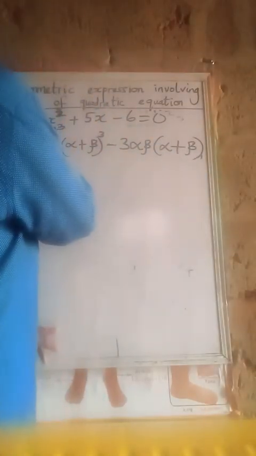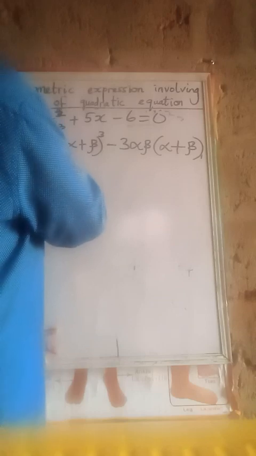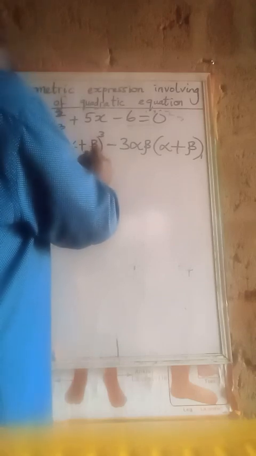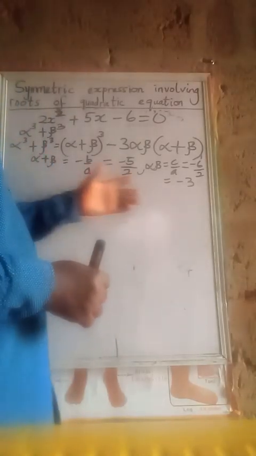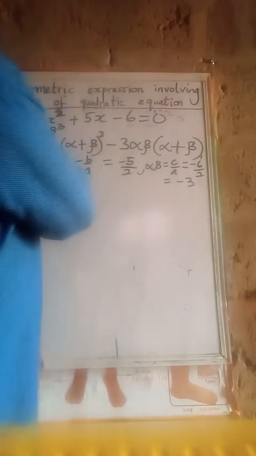Now, alpha plus beta is equal to minus b over a. And that will give us, b is plus 5. So that will give us minus 5 over a is 2. Minus 5 over 2. And what about alpha beta? Product of roots. That is c over a. And c is minus 6, while our a is 2. So minus 6 over 2, that is minus 3. Now, having known alpha plus beta and alpha beta, you can just impute them into this expression.